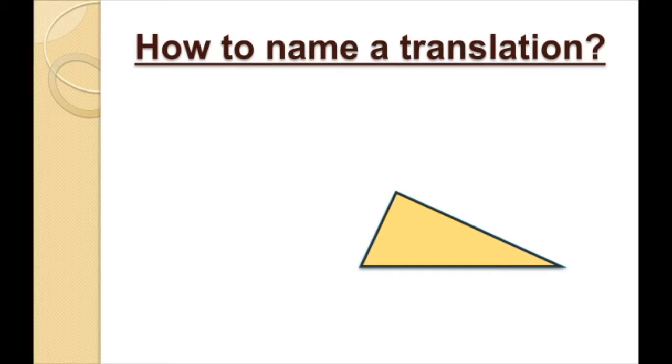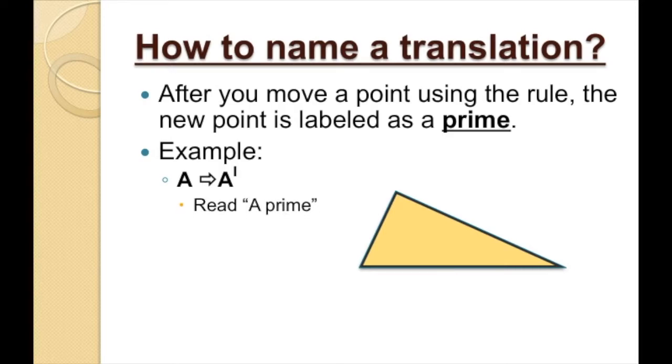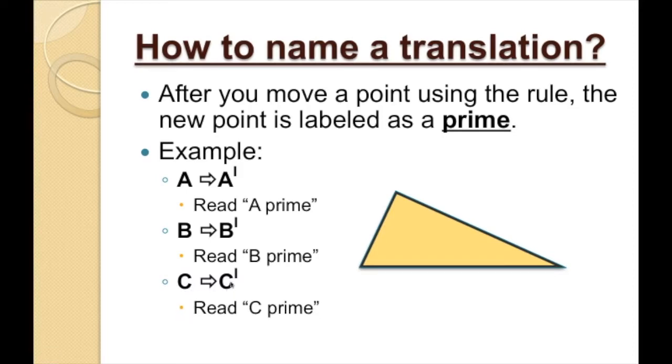So how do we name a translation? Well, after you move a point using the rule, the new point is labeled as a prime. For example, A becomes A prime, this little notation here makes it a prime. B becomes B prime, and it's read as B prime. And if you have point C, C becomes C prime. Again, this little notation up here at the upper right corner of the letter makes it a prime.